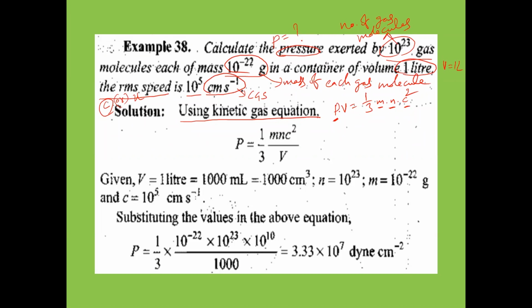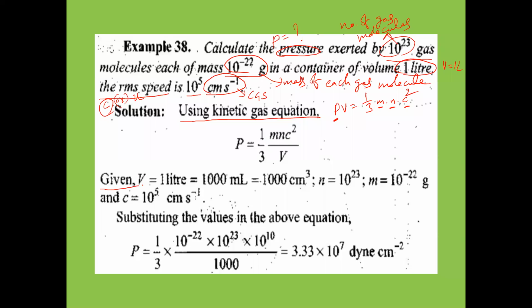So now from this, P is equal to what? P = 1/3 mNc² by V. This is the formula we have to apply. Now see, these units are very important. Everyone knows the formula, but which values we have to substitute is very important to get the answer here.